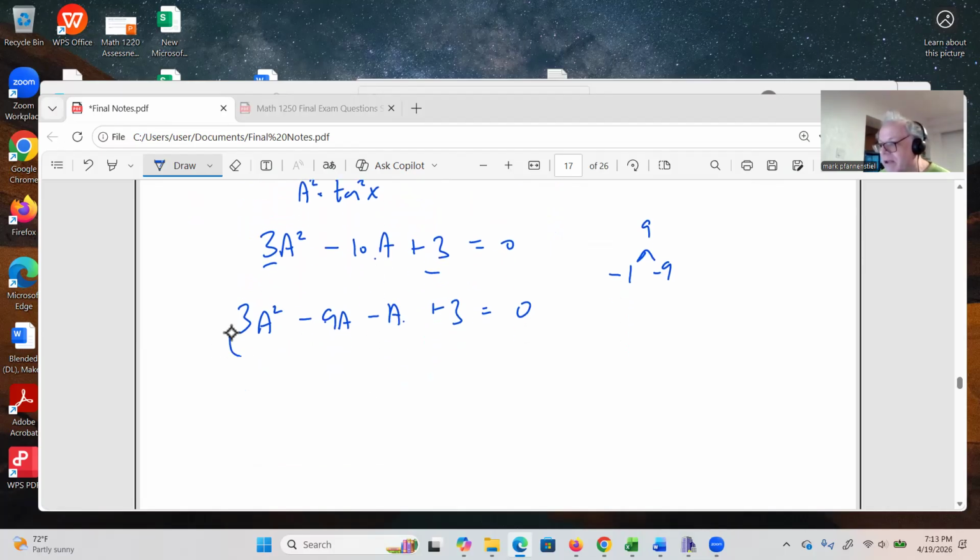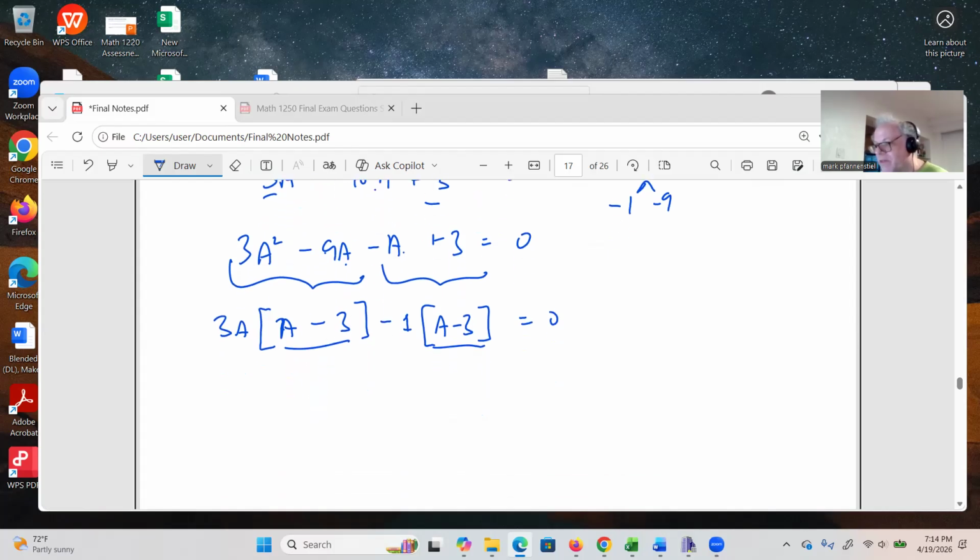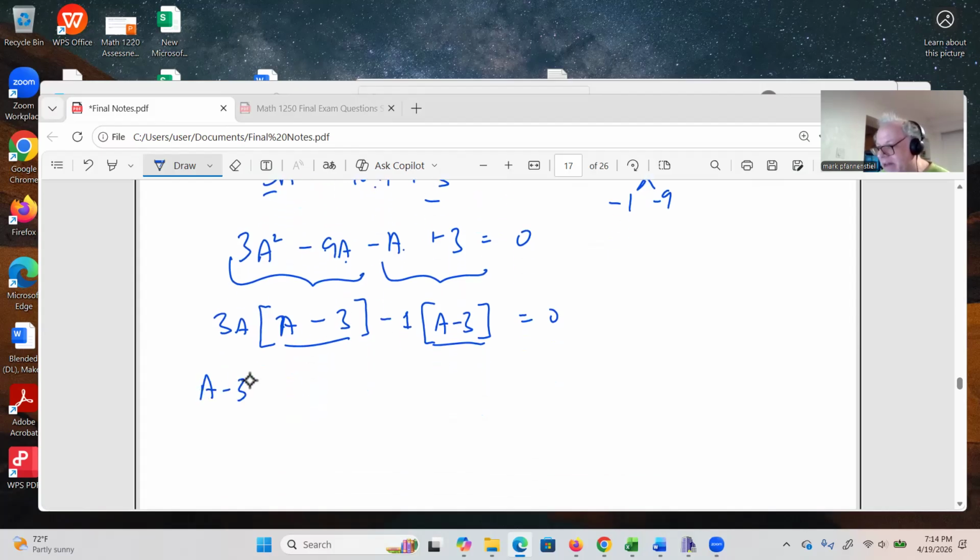Now we're going to factor this by grouping. The way this is set up is first pair, second pair. So I could pull a 3a out of my first two terms. What do I have left? Well, I have an a left over minus 3. Now I'm going to pull a minus 1 out, and then we're going to have an a minus 3 here, equals 0. Notice these two are the same. That's kind of an important thing. So we're going to have a minus 3 times 3a minus 1 equals 0.